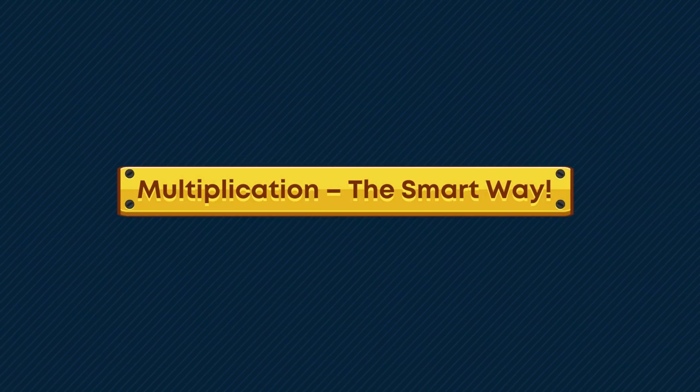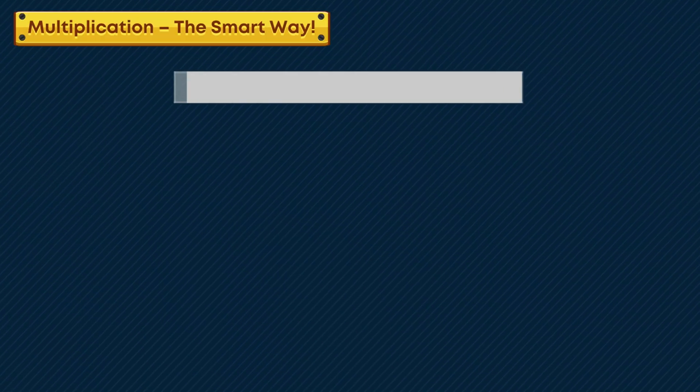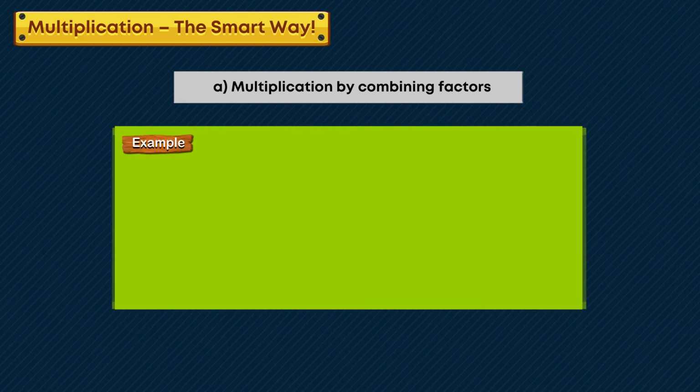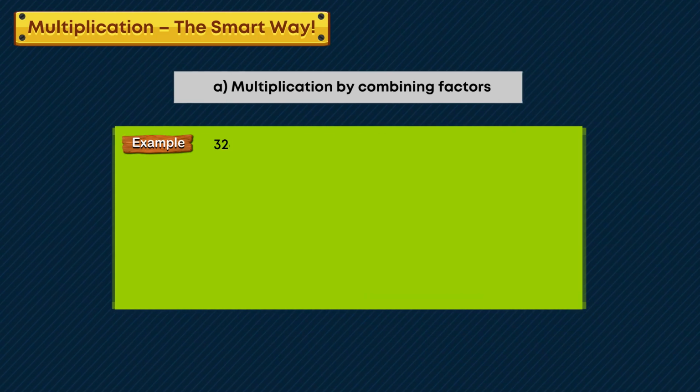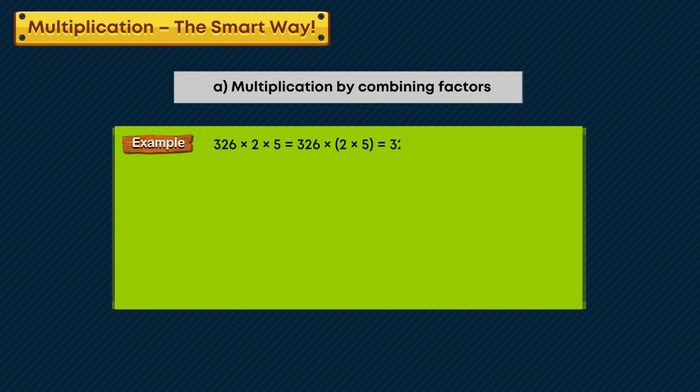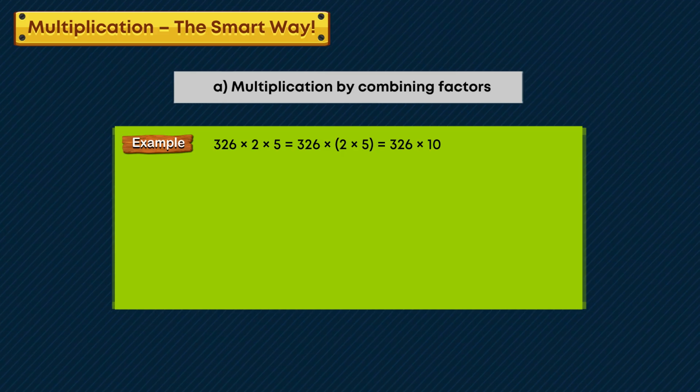Multiplication, the smart way. A. Multiplication by combining factors. Example: 326 into 2 into 5 is equal to 326 into 10 is equal to 3260.